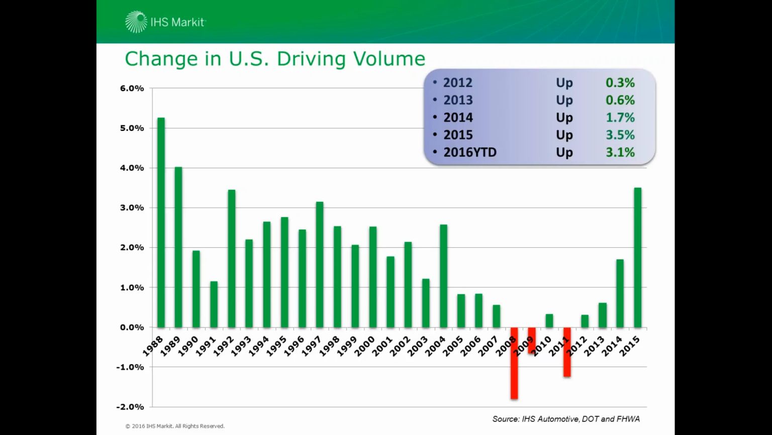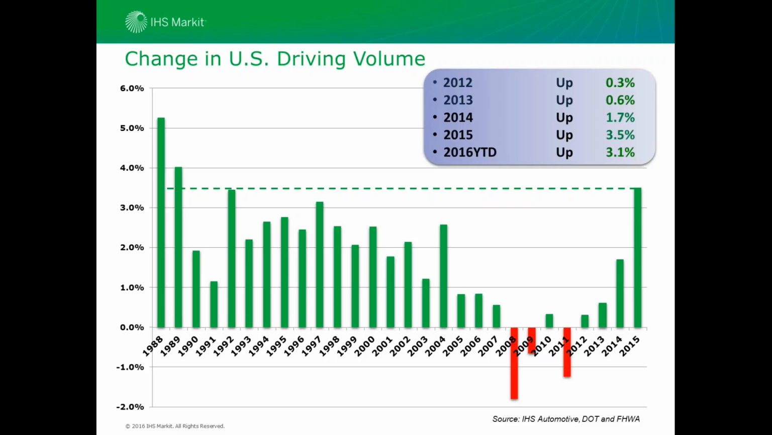2012 was up a little under 0.5%. 2013 was up a little over 0.5%. You can see the increases in 14 and 15 that I talked about. And that increase in 2015 was as big or bigger than most of the biggest increases we've seen over the last 25 years or so. So very significant increases in VMT. And so far this year, 2016 year-to-date is tracking a little bit behind that, but still a pretty healthy year-to-date increase, September year-to-date at 3.1%.